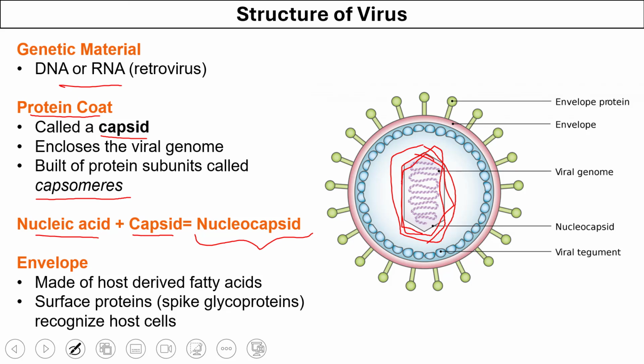Then there can be an outer envelope present on the virus, or it may not be present. These envelope particles are derived from the host phospholipid layer of membrane or host fatty acids. Sometimes they also have glycoproteins called spike proteins, which are recognized by the immune system, or they are used for recognizing the host cells which the viruses want to attack.